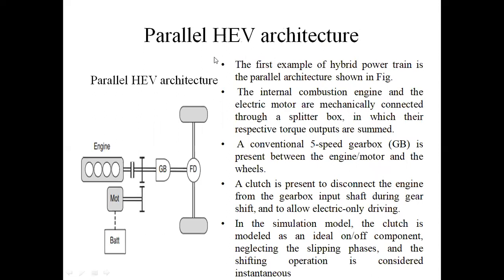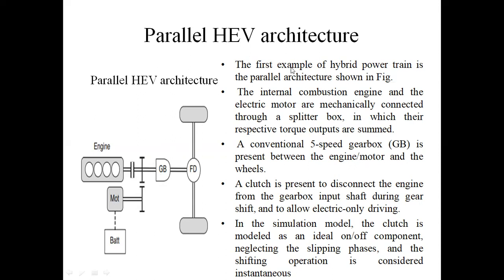Next, this is the parallel hybrid vehicle architecture. This circuit is the parallel hybrid vehicle. In this vehicle I will first explain the major equipment. This is the engine, this is the motor, this is the battery. This is the gearbox, and this is the fixed differential. These are the two wheels. This gearbox links the engine and the motor.